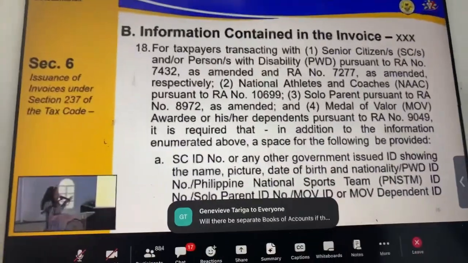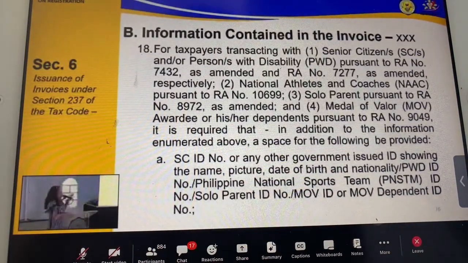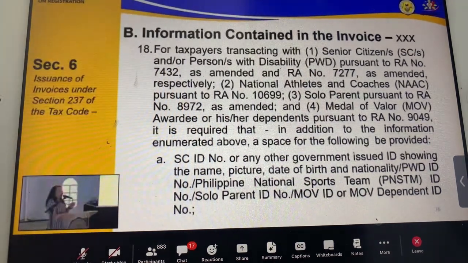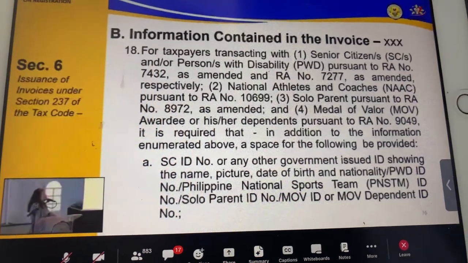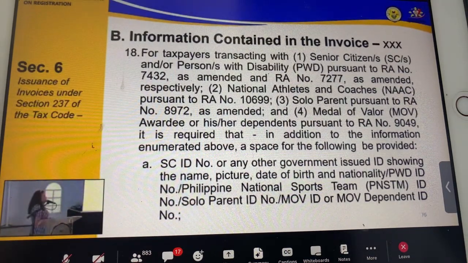Okay. Yung mga discount naman ito doon sa mga privilege, no? As a senior citizen, PWD, national athlete, and others. Now, for this group to be entitled to the discount and for BIR to allow the expenses that will have to be claimed by the seller, the following information should be provided. Number 1, the senior citizen ID number or any government-issued ID showing the name, the picture, date of birth, and nationality of the senior citizen.